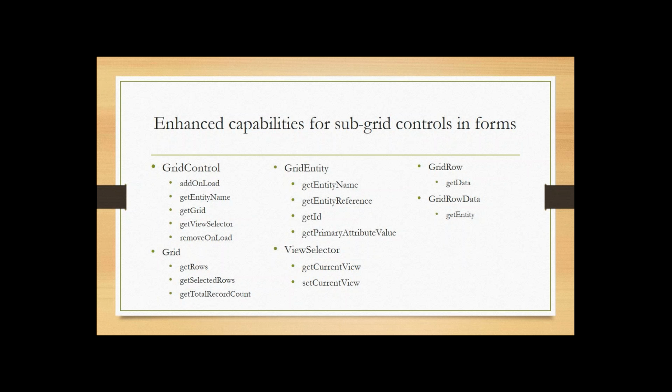The next method is getData. It will return all the grid row data for a given grid row. With this method, we can get data like GUID or any other field value of a selected row. getEntity will return the grid entity of a given grid row data. These are the enhanced capabilities for subgrid forms.